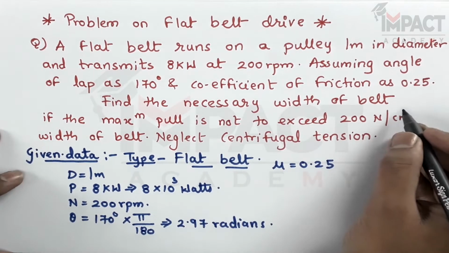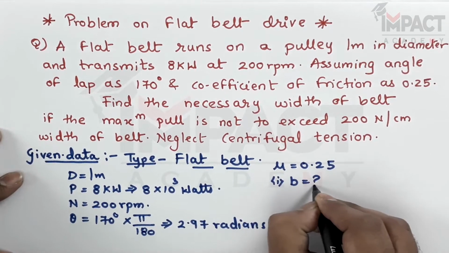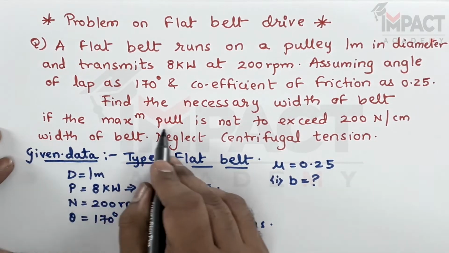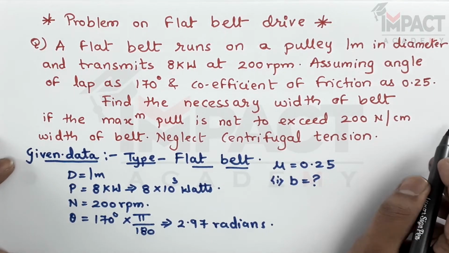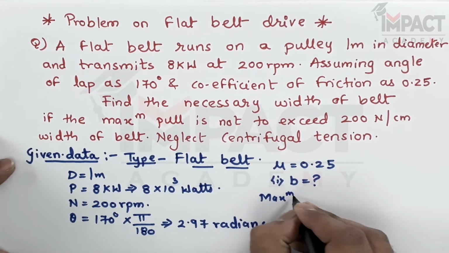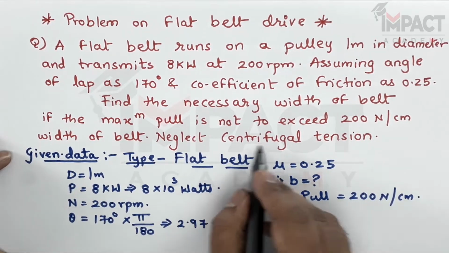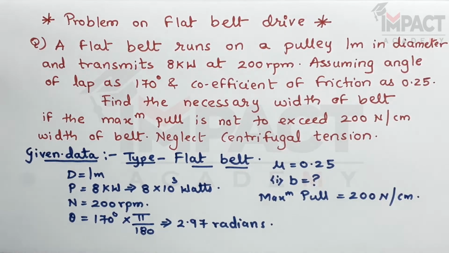Find the necessary width of the belt. Width of the belt is denoted by B. If the maximum pull is not to exceed 200 Newton per centimeter, so that is the maximum pull given, 200 Newton per centimeter, width of the belt. Neglect centrifugal tension. So in this problem they have clearly mentioned we have to neglect the centrifugal tension.